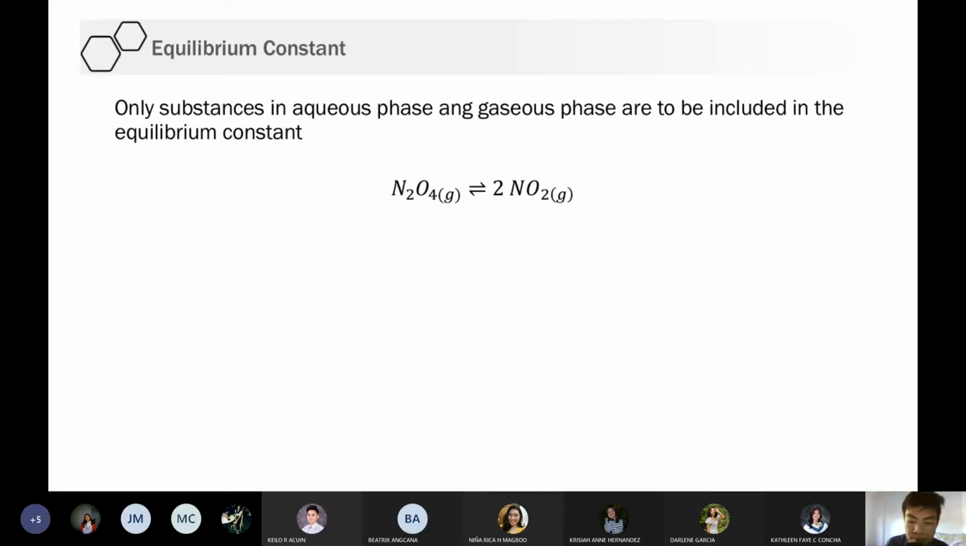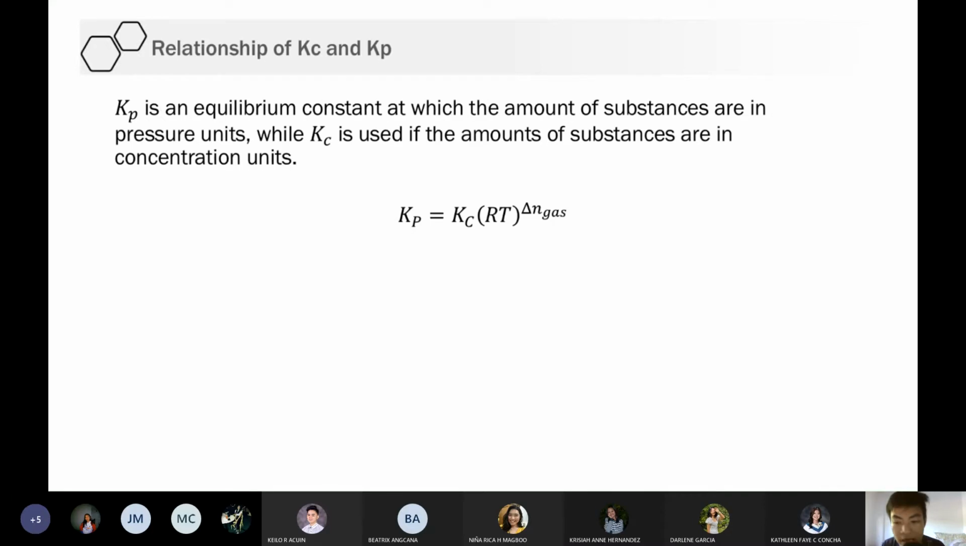Then also, last time we related Kc and Kp. If Kc is given, you can solve for Kp, or if Kp is given, you can solve for Kc. To do that, you just have to use this equation: Kp equals Kc times (RT) raised to delta n gas, wherein delta n gas is the difference of moles of your gaseous products and the gaseous reactants. So we subtract the number of moles of gas in the reactants from the number of moles of gas in the products.